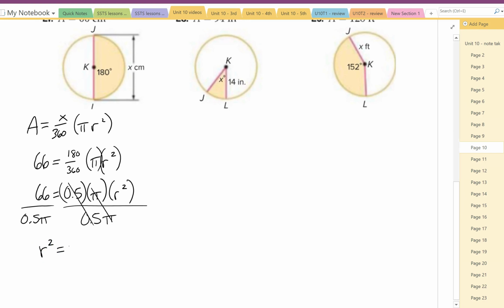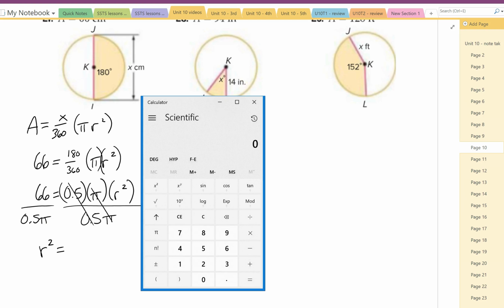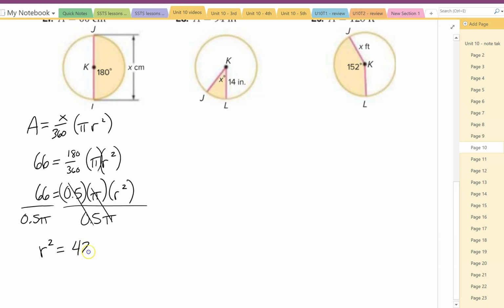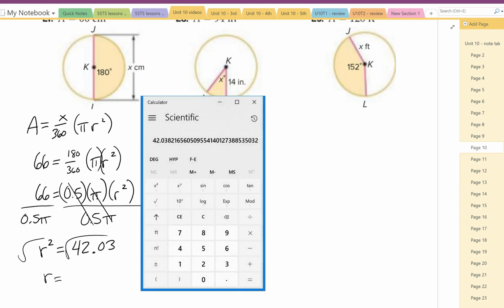So r squared is going to be equal to 66 divided by 0.5 pi. What is 0.5 pi? Well, it's pretty simple to figure out. 0.5 times pi is 1.57. So 66 divided by 1.57 is 42.03. So I know r squared. I want to know what r is, so I'm going to take the square root of both of those. R is going to be 6.48.